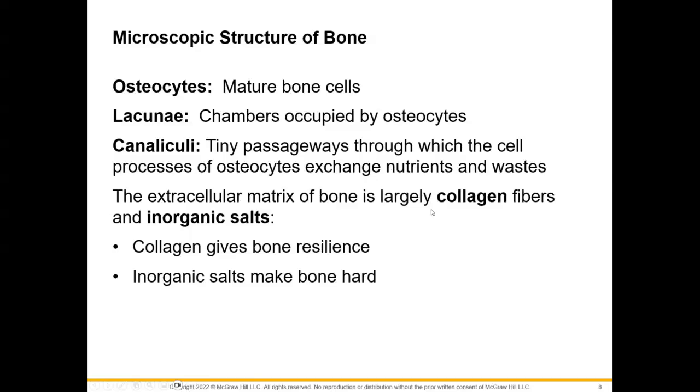Then the extracellular matrix of the bone, that's largely collagen fibers and inorganic salts. And then the collagen gives the bone its resilience, and the inorganic salts make the bone hard.